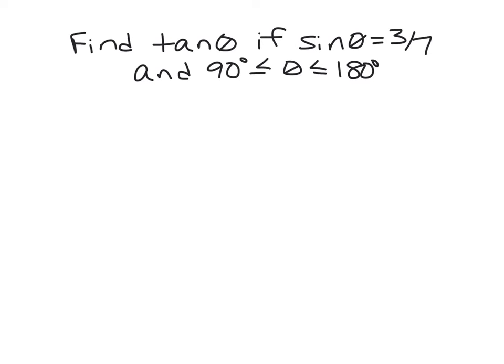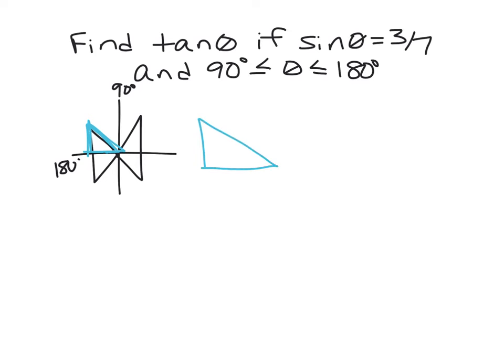Find tangent of theta if sine of theta is 3/7 and our theta is between 90 degrees and 180. So 90 and 180 is telling me I'm talking about quadrant 2. If I think about my bow tie, I want this top left triangle. Theta is always adjacent to the x-axis. So we're given sine again, over H, so my O is 3, and my hypotenuse is 7.